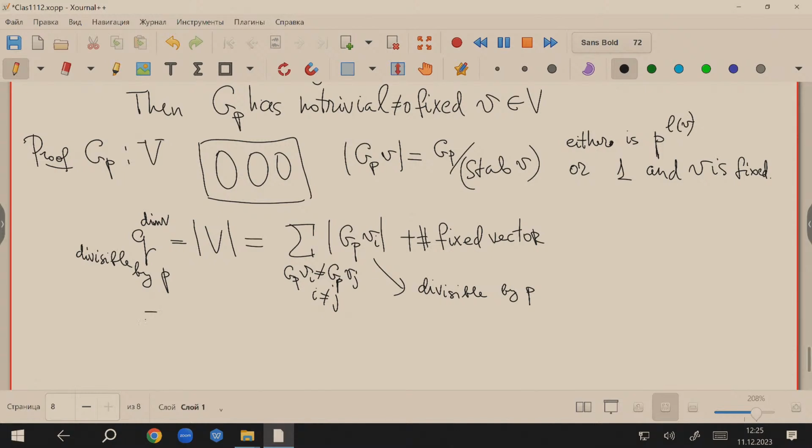Then the number of fixed vectors is divisible by p, but 0 is already a fixed vector. So this is a non-trivial set, so not an empty set, it is divisible by p, and 0 belongs to the fixed vectors. This implies that the set is non-trivial.